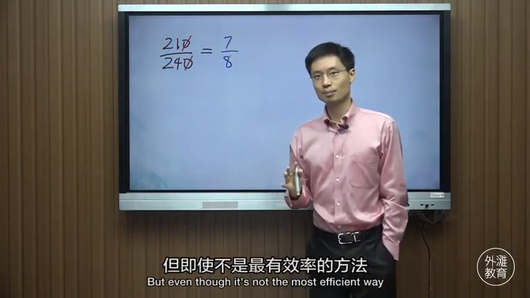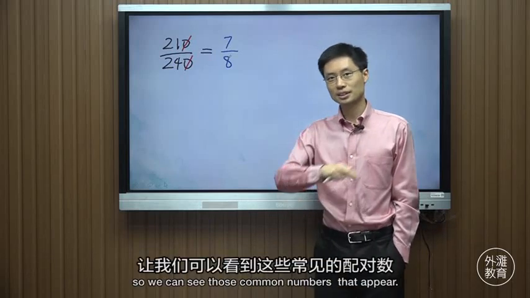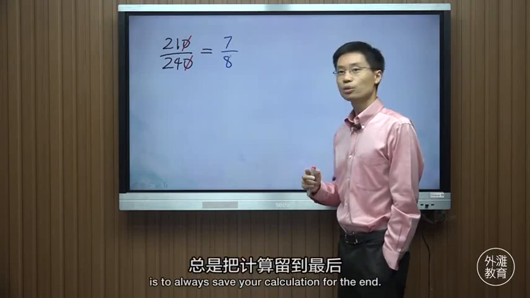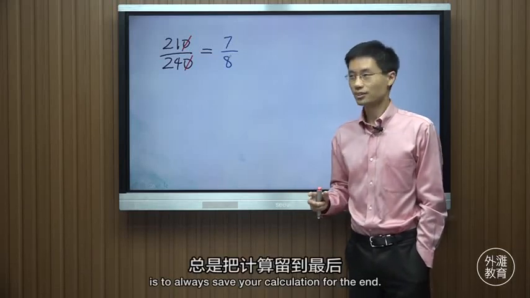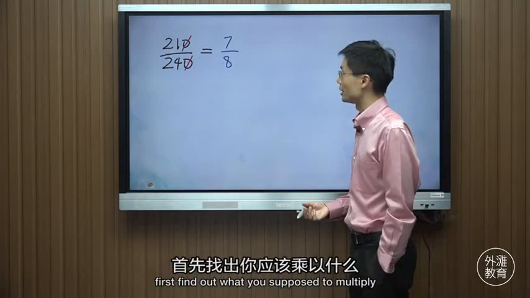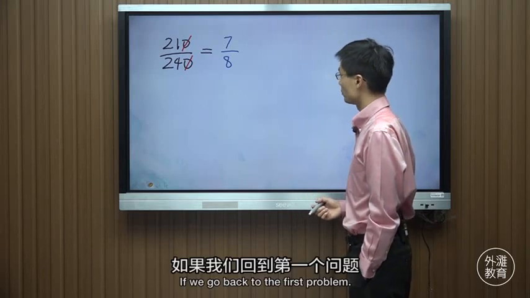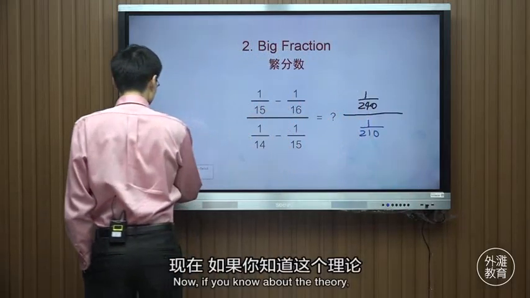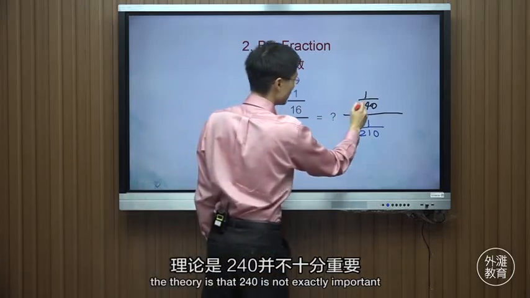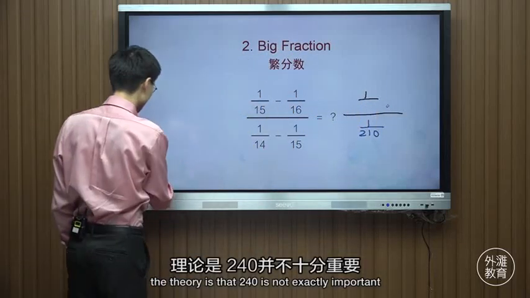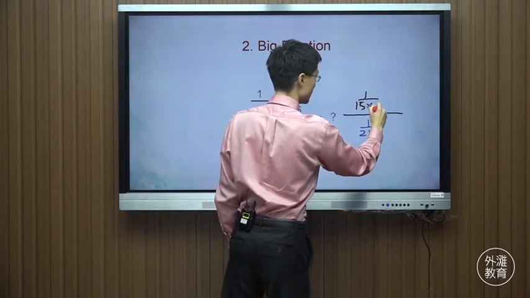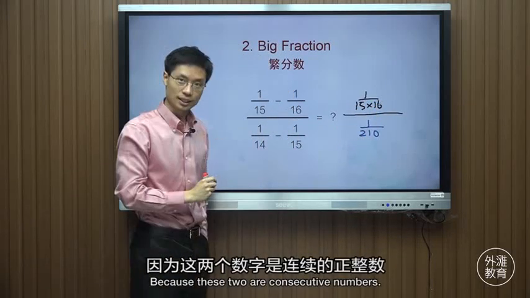But even though it's not the most efficient way, I wanted to do this so we can see those common numbers appearing. The other way to do this is to always save your calculations for the end. Don't multiply out first. First find out what you're supposed to multiply. If we go back to the first problem, now, if you know about the theory, which is why I wanted to go through it with the brute force, the theory is that this 240 is not actually important. This 240 is going to be 15 times 16 because these two are consecutive numbers.